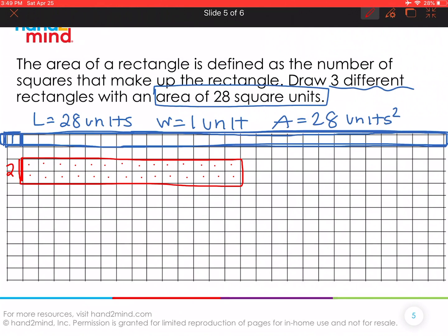So I have a width of 2 and a length of 1, 2, 3, 4, 5, 6, 7, 8, 9, 10, 11, 12, 13, 14. So again, my length of this is 14 units, and my width is 2 units, and I still have an area, or the number of squares on the inside is still going to be 28 square units.